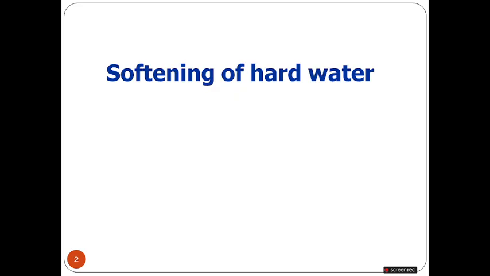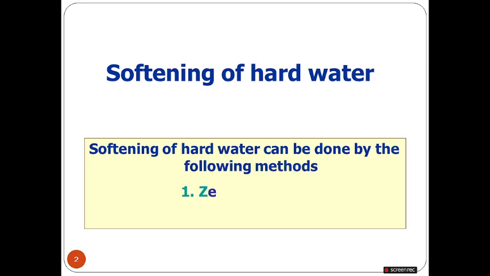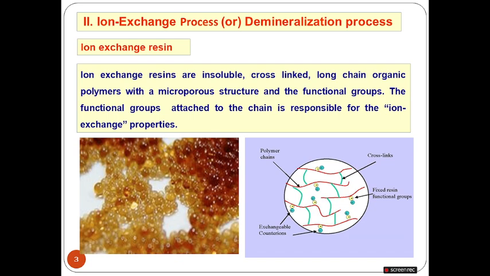Today we are going to discuss the softening of hot water. So what is the softening of hot water? The softening of hot water can be done by the following two methods: the lime-soda process and the ion exchange process. Let us see the ion exchange process or demineralization process.